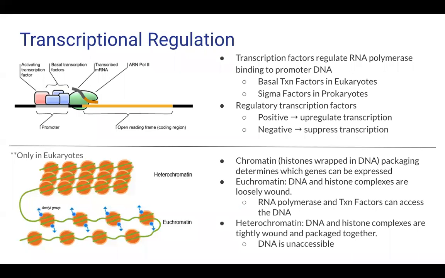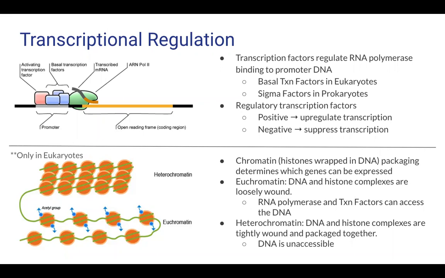For transcriptional regulation, there are a few different factors. Transcription factors regulate DNA polymerase's binding to a promoter on DNA. In eukaryotes, we have basal transcription factors, and in prokaryotes, we have sigma factors. Essentially, positive transcription factors upregulate transcription and negative ones suppress transcription.